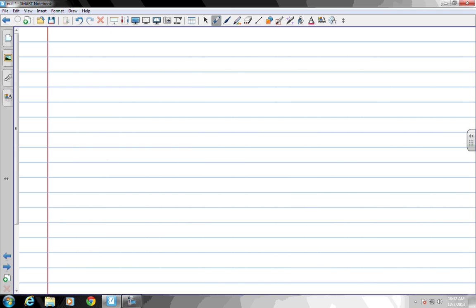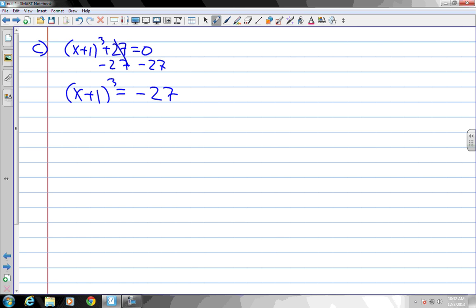Good. Here's another one. x plus 1 cubed plus 27 equals 0. So what do you want to do first? Good, subtract 27. So subtract 27 from both sides to isolate the power term. Now what do you want to do? Cube root. Do you need plus or minus?